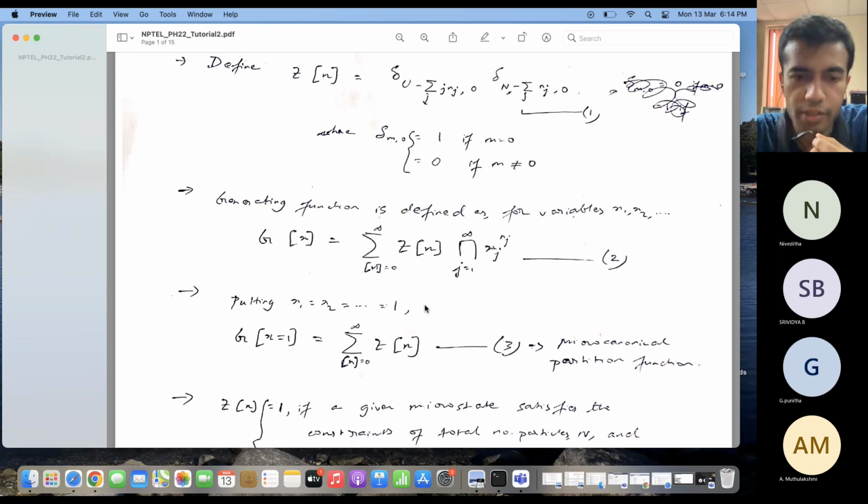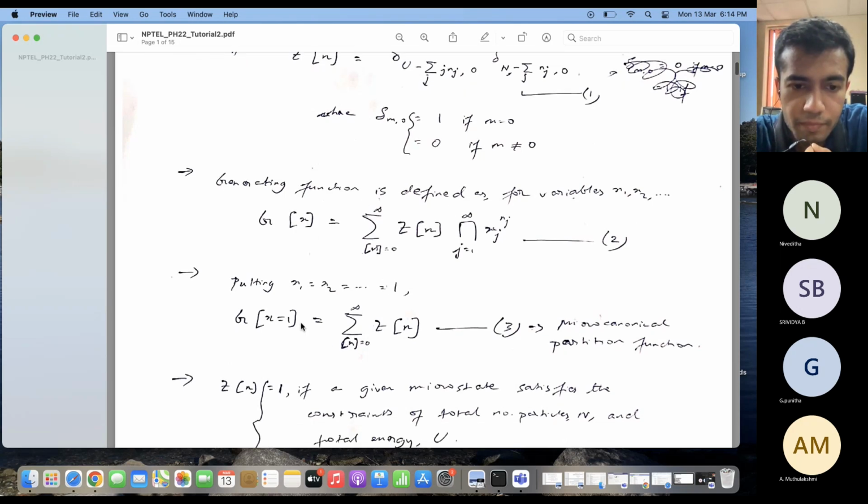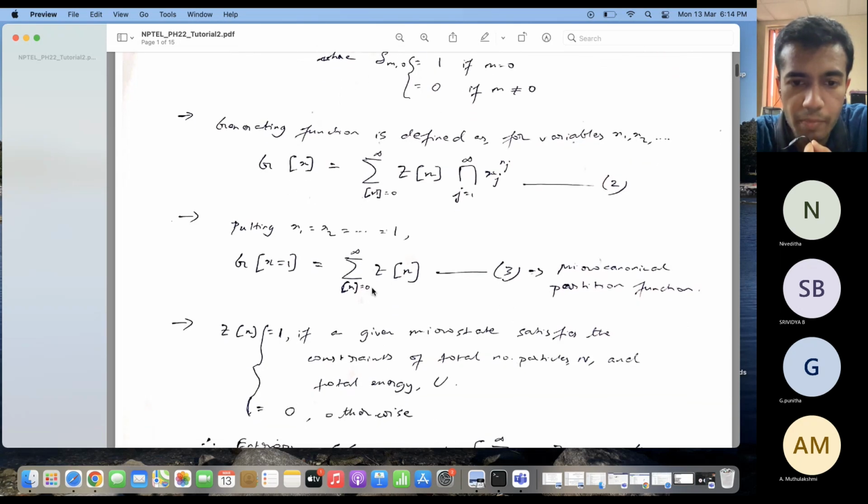Yes, sir. Okay, so we define the generating function in this manner. A function of the variables x is defined like this. If I put x equal to 1, then I get the thing which I told you earlier: I basically sum over all the microstates. I count the microstates, and this gives me the total number of microstates that my system has.